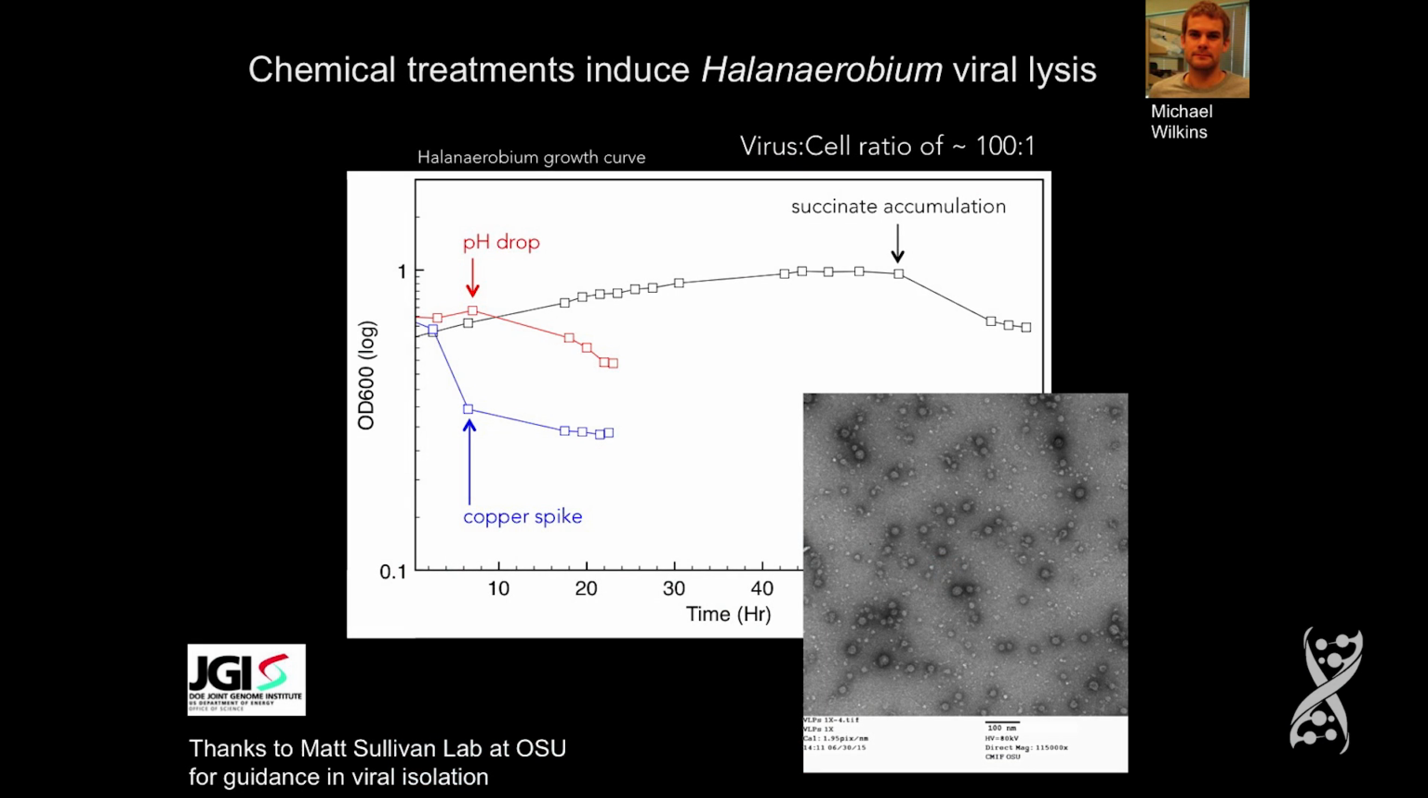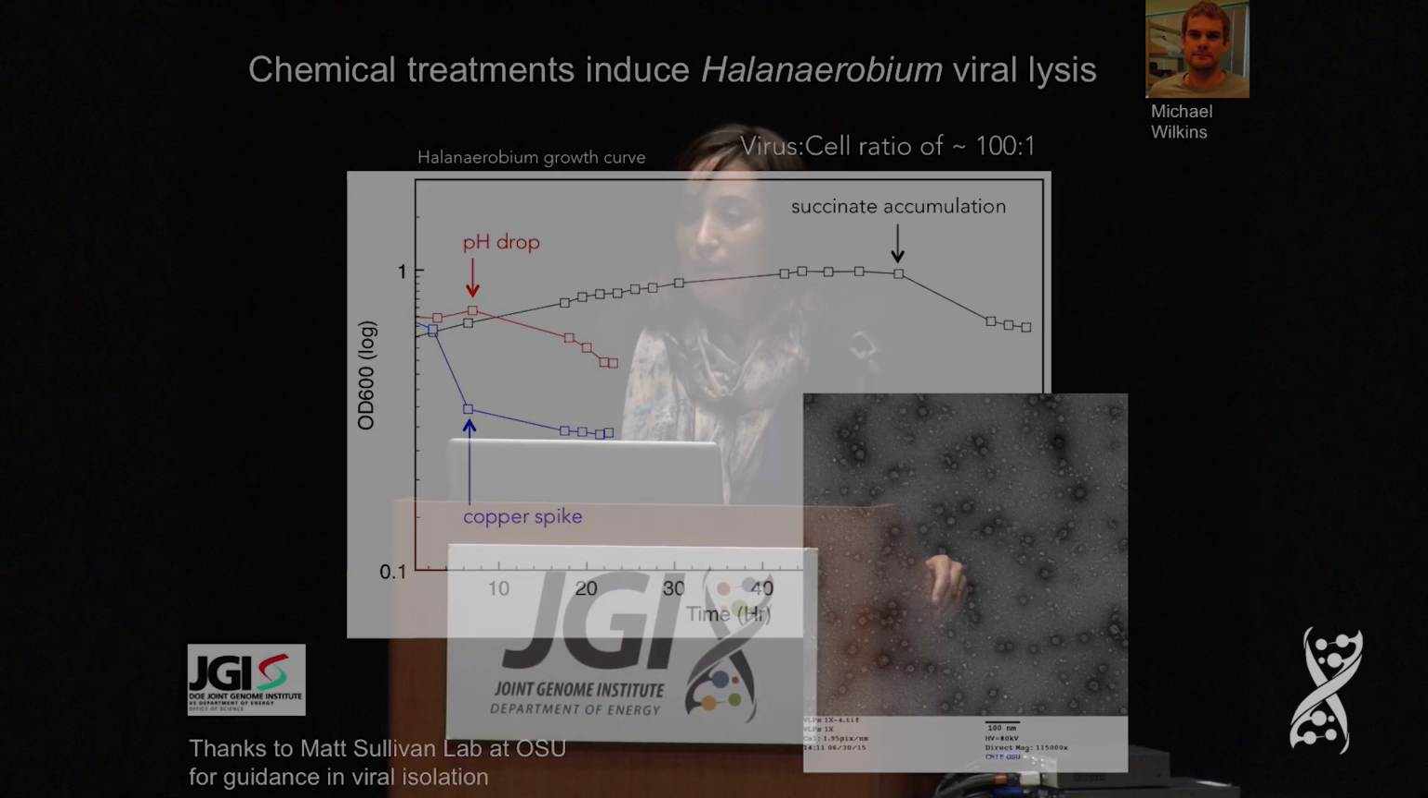And so now we've basically sequenced the isolate, and now with the help of Matt Sullivan's lab at OSU, we actually now have the viral genome ready to submit to JGI. So we're really excited because now we can start doing some more experiments, understanding this relationship and what ramifications it may have for controlling population in shales.